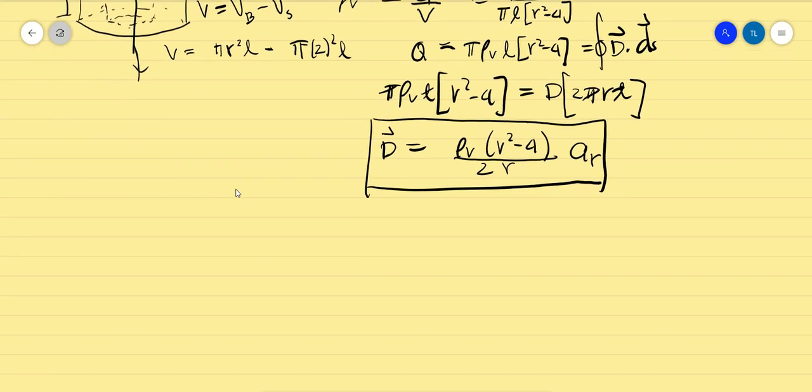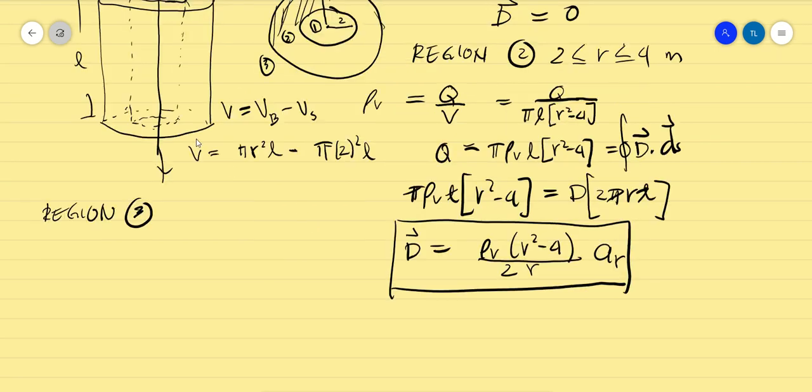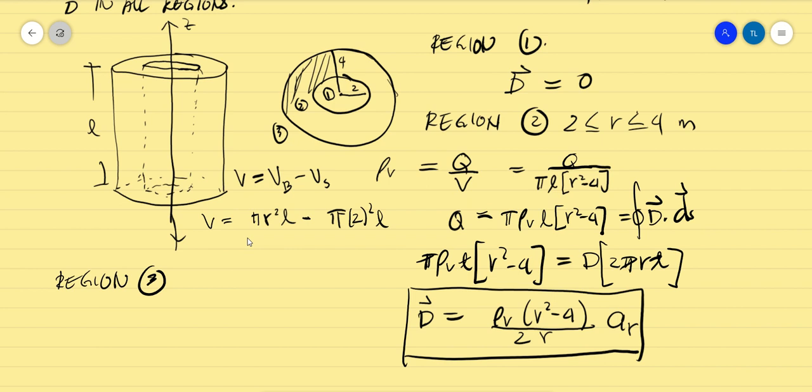Next, for the last region, region 3. Here we need a surface that will enclose the whole cylinder. We can choose any shape, or we can choose a cylinder again. We can choose this one if we want. This is our Gaussian surface. Then the enclosed charge will be the total charge.